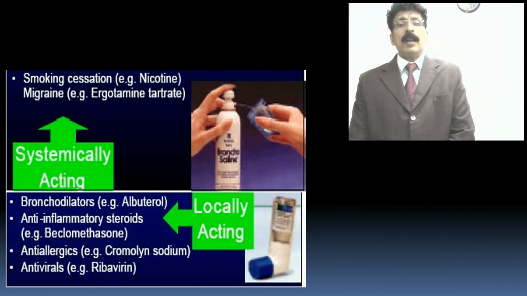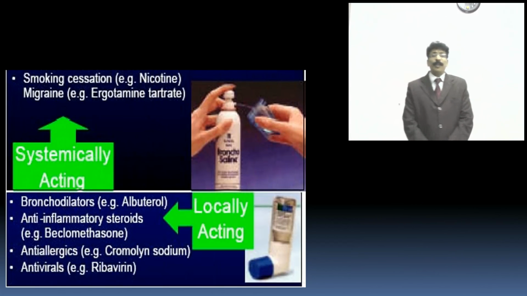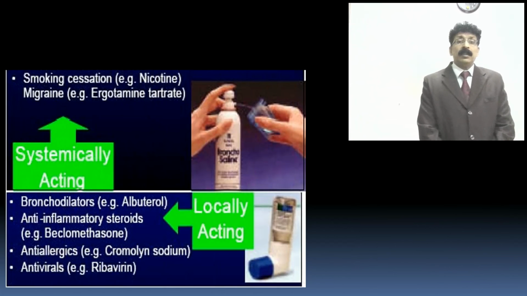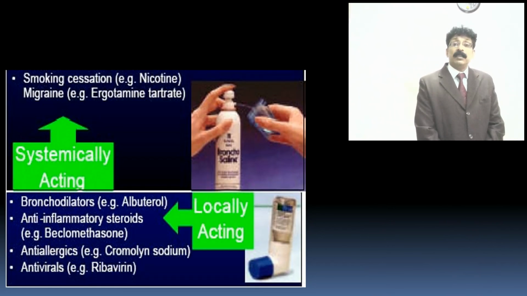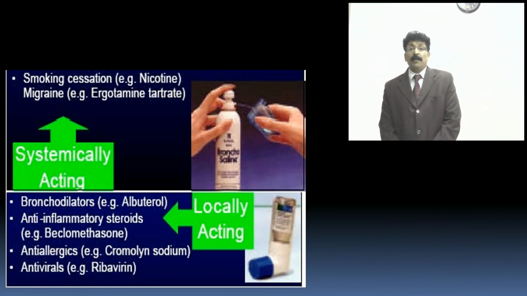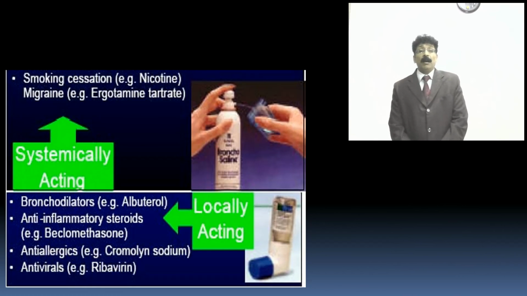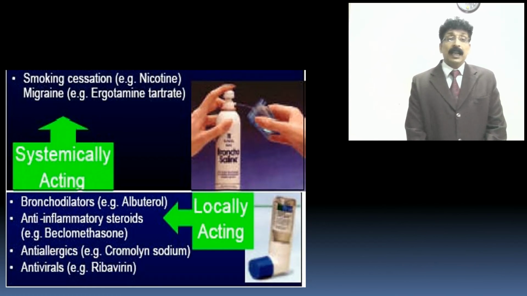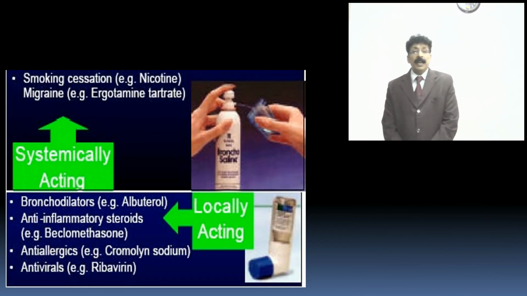And this is an example, when you are smoking, nicotine citrate. For migraine, for example, ergotamine tartrate can be given. For asthmatic patients, bronchodilators, for example, you can see the inhaler which is available in the market. Albuterol, and anti-inflammatory steroids can be added, so they have added betamethasone, and anti-allergics like cromolyn sodium and ribavirin.